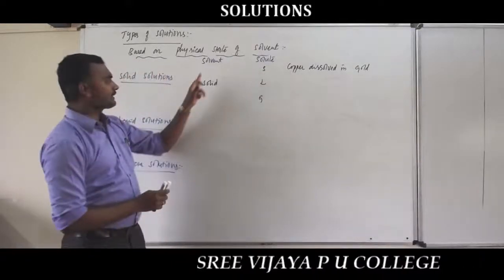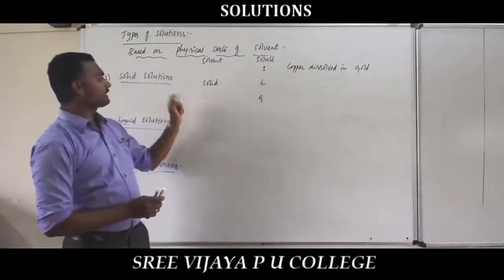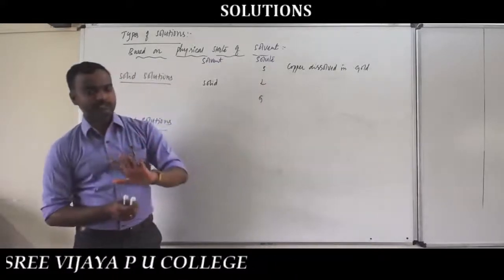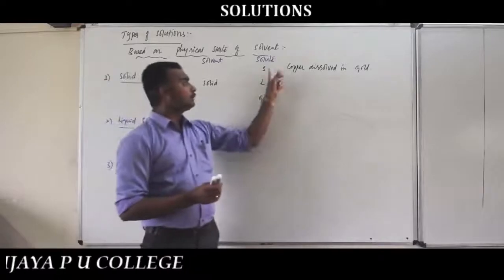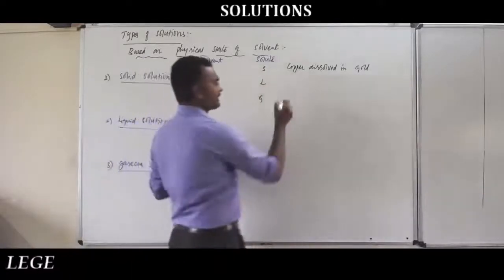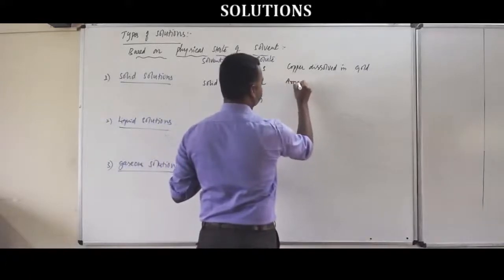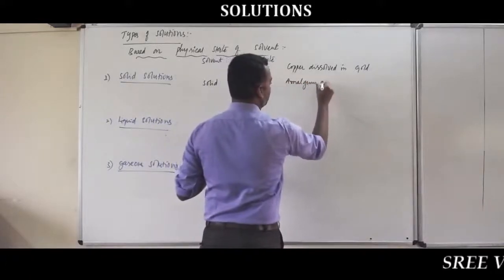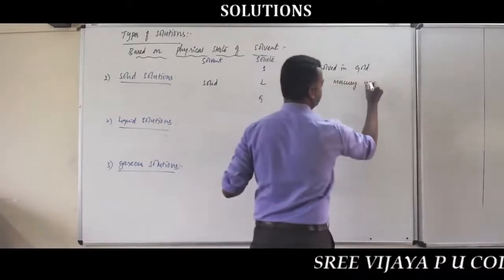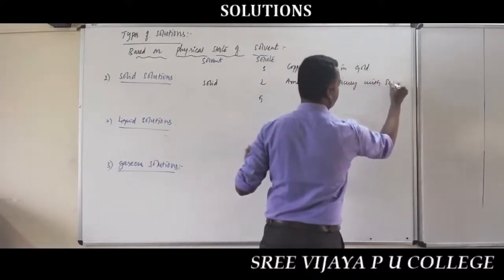And one more example is given for a solid solution in which the solute is liquid. That is, the solvent must be in solid state and the solute must be in liquid state. An example for that is amalgam of mercury with sodium.